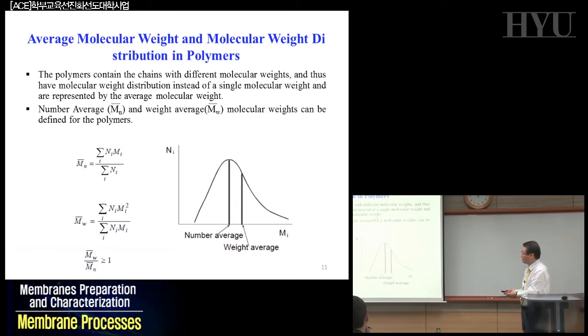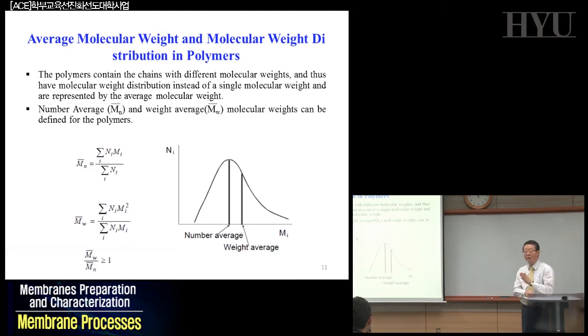And this is the definition. By definition, Mw bar is always larger than Mn bar. So the distribution of a polymer from your batch is described here in this case. And always Mw bar, the weight average molecular weight, is larger than Mn bar, whereas the number maximum of this distribution is always defined as the number average molecular weight.